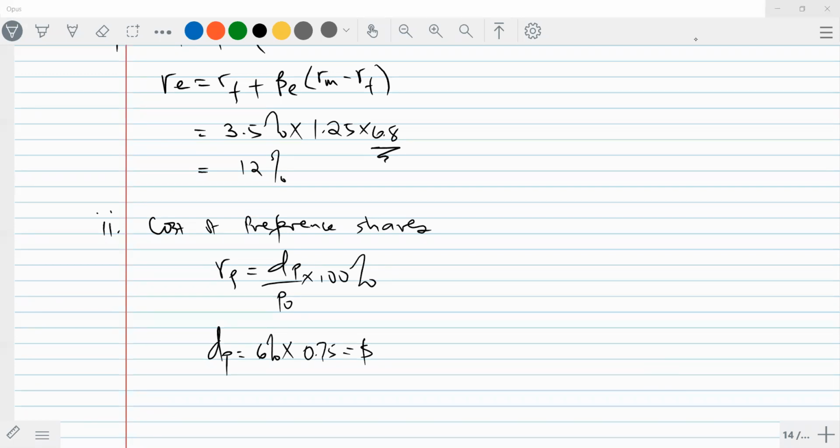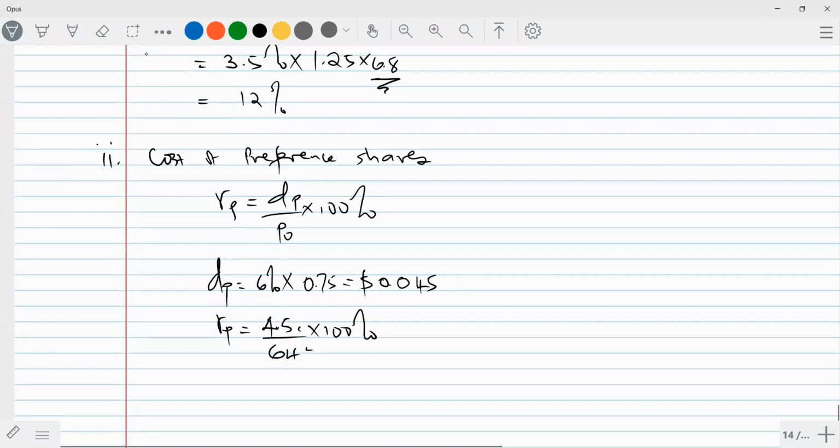The preferred dividend is 0.045. That's the preferred dividend. Having done that, we need to get the cost of preference share, which is the preferred dividend, equal to 4.5 cents, divided by 64 cents, expressed as a percent.